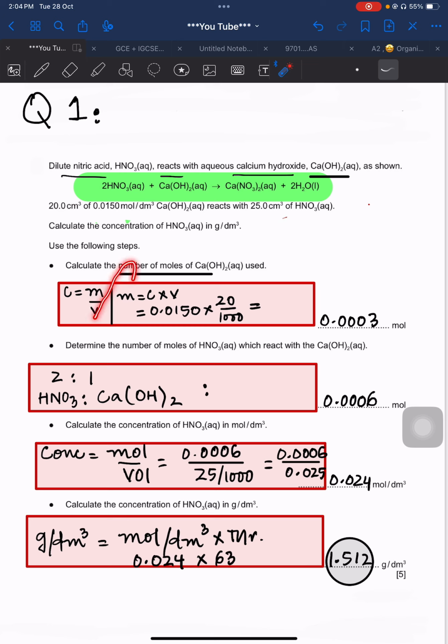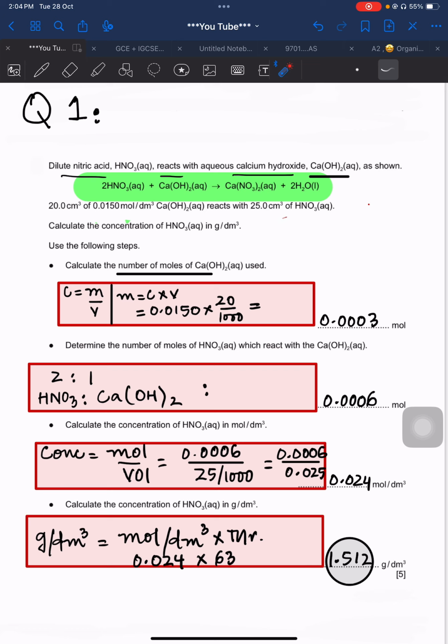Rearranging this, moles is equal to concentration times volume. Concentration is 0.015 given in the question. Volume is 20 given in the question, divided by 1000, and the answer is 0.0003. So 0.015 times 20 divided by 1000, the answer is 0.0003.